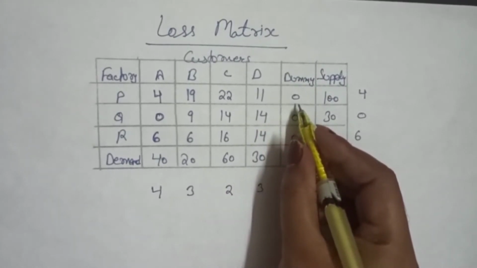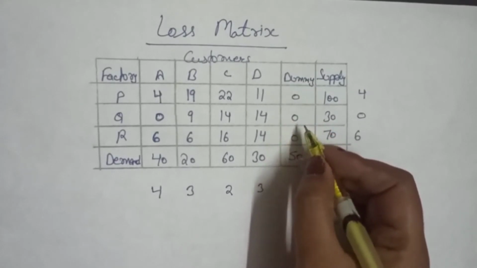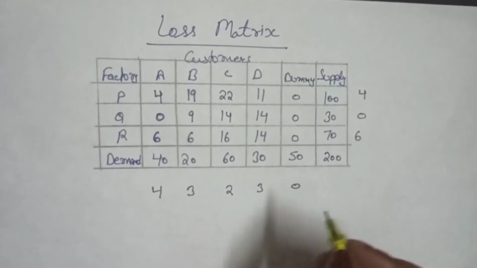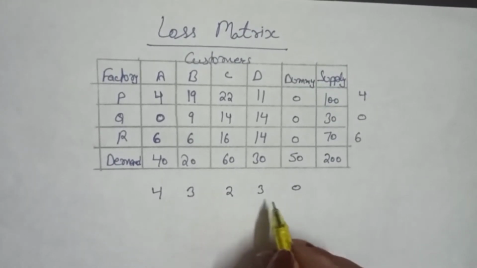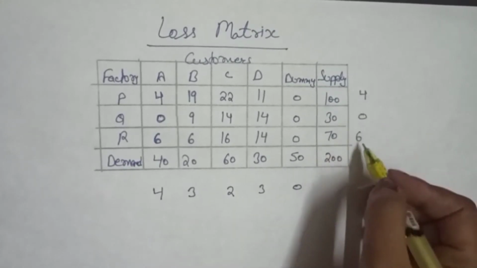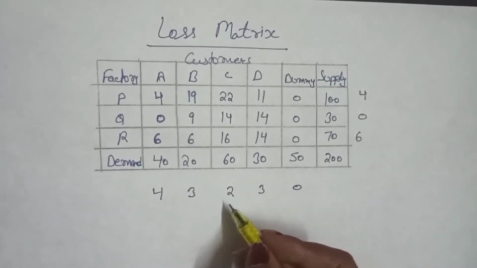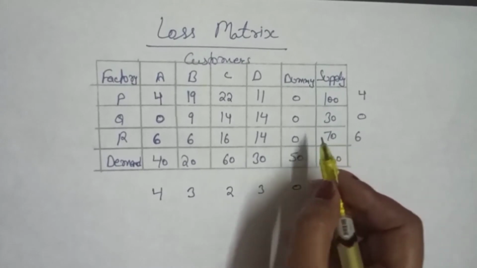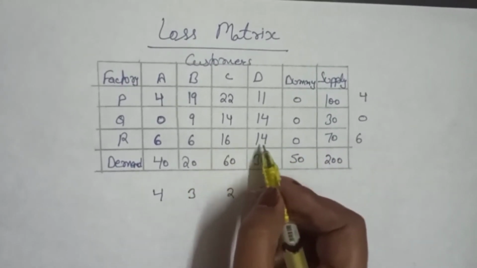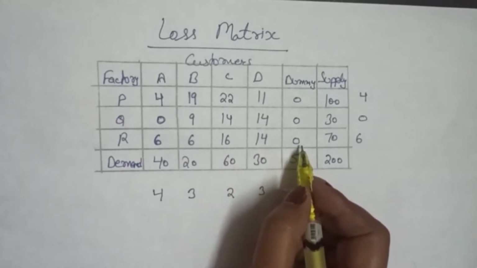And least value is 0, next least value is also 0. Difference of these zeros is 0. So students, now we have all values. We will find the maximum value from here and from here. Our maximum value is 6. So we will select this row. In this row, we will find what is our minimum value. Our minimum value is 0.